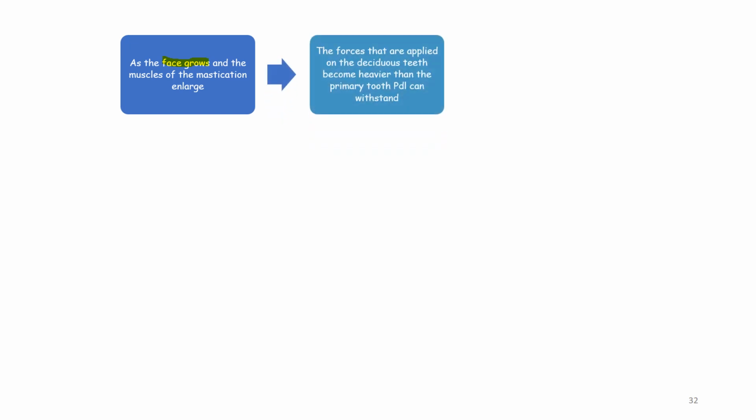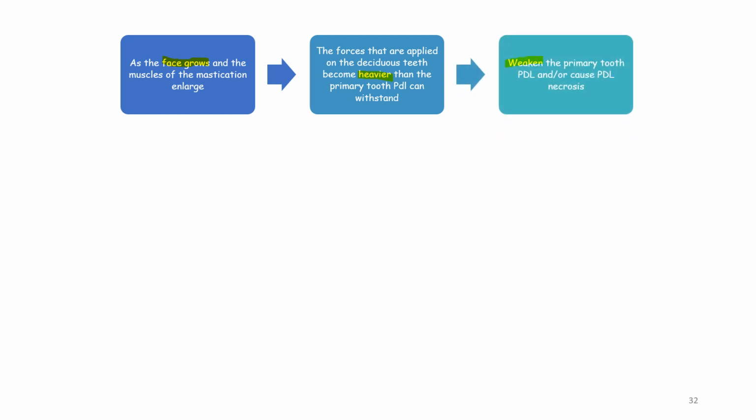Another factor which can explain the resorption in such teeth is that as the face grows in size, muscles of mastication enlarge. Once they enlarge, the forces that are applied on the deciduous teeth become heavier than the primary tooth PDL can withstand. Eventually, they weaken the primary tooth PDL, causing necrosis.